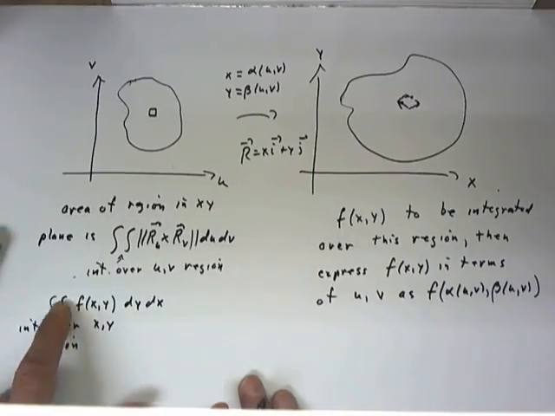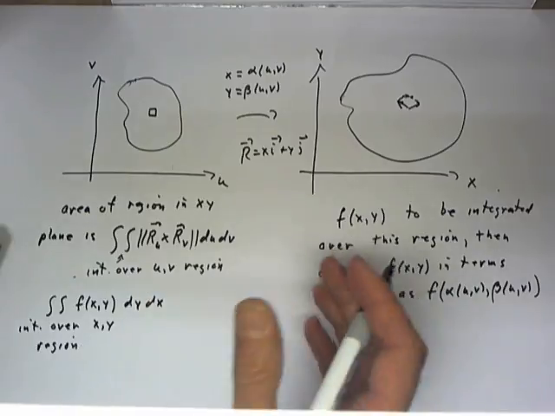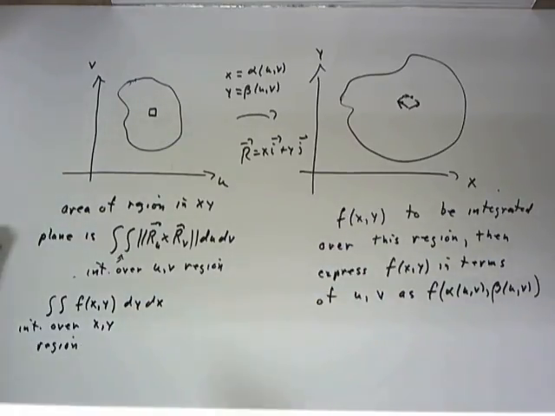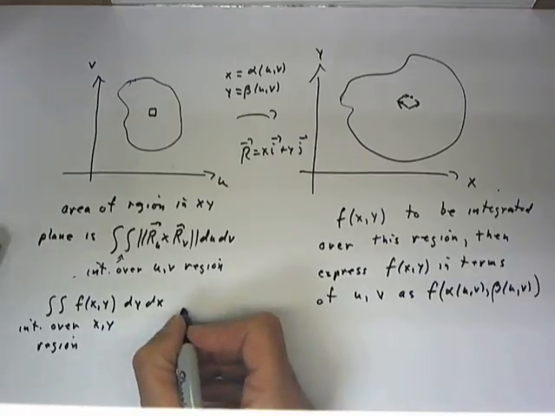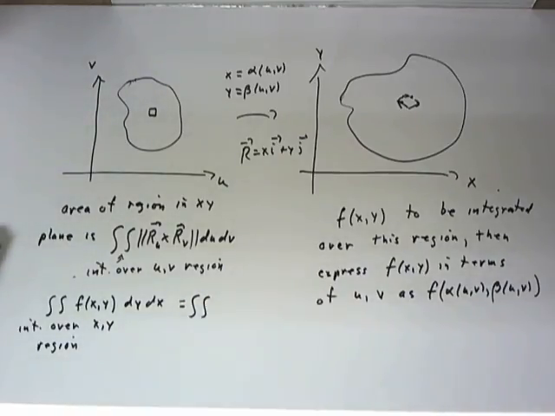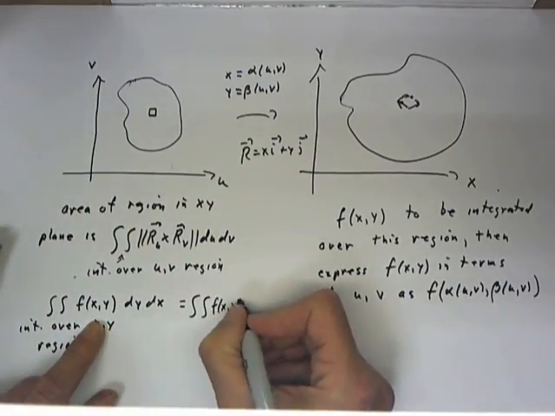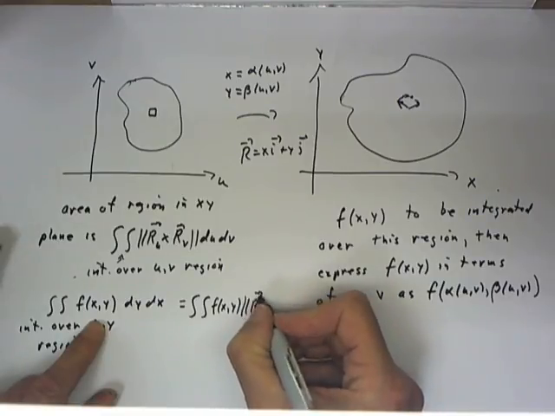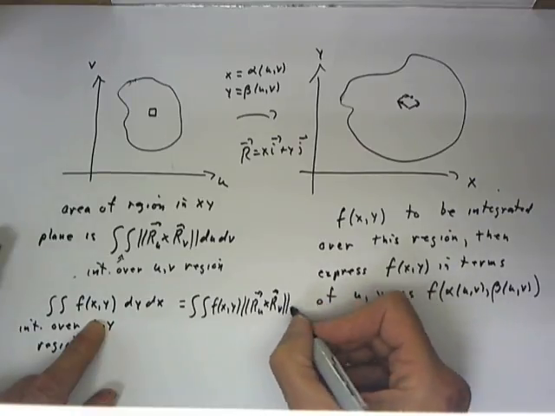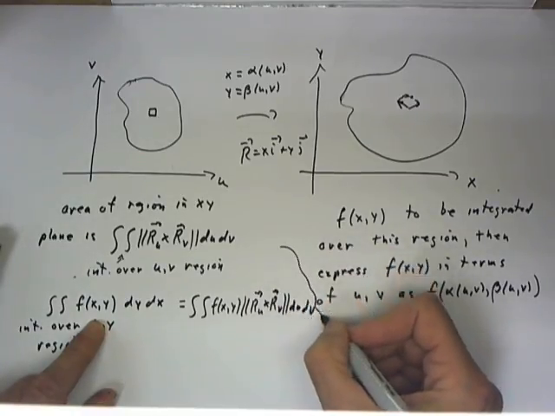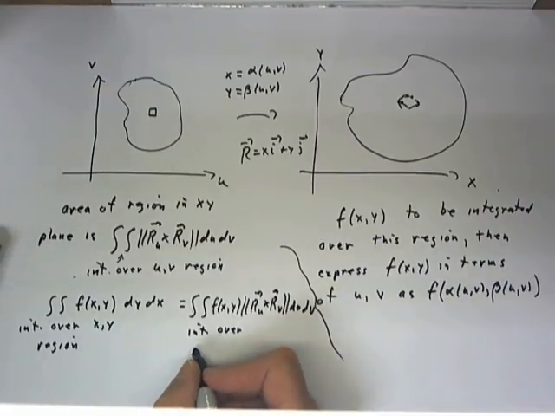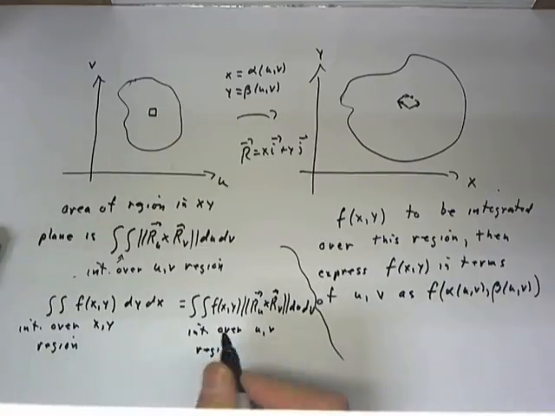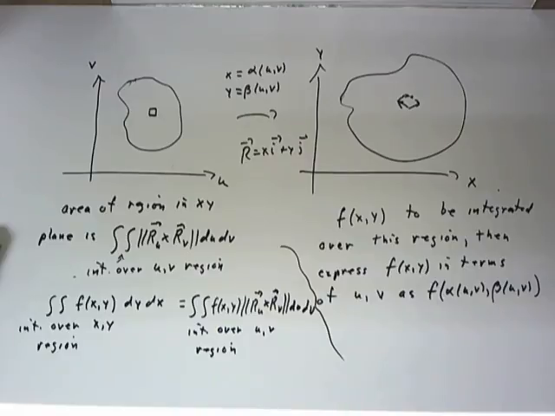and I don't want to bother putting a lot of notation around these regions. In the first place, R is a good thing to use for region. We've already used R here. There are all kinds of reasons I don't want to do that. I'm just going to say that the integral of f of xy dy dx over whatever region this is, bounded by whatever hopefully simple curve, is equal to the integral of just f of xy times the magnitude of RU cross RV du dv, where this integral is over the presumably simpler UV region that corresponds to the XY region.